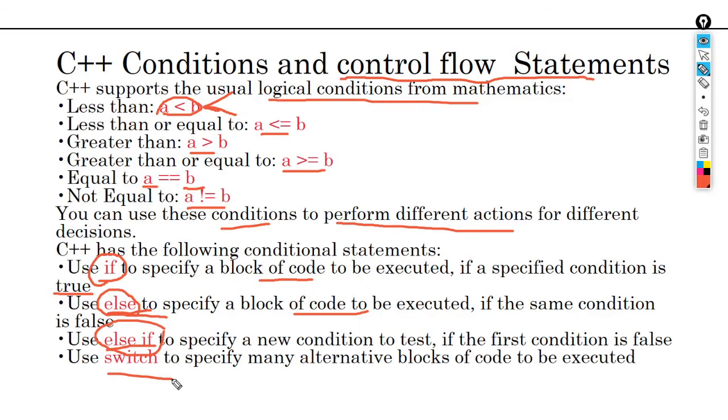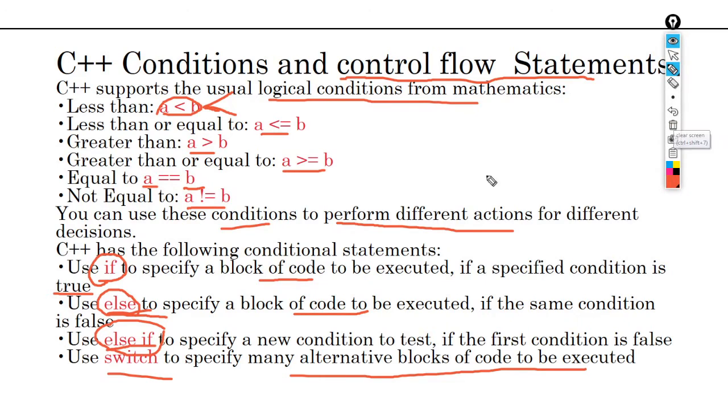Next comes the switch. When many alternative blocks of code are to be executed, then we need switch. It will compare the value with the given condition, and if the case is matched, then it will be executed. And if none of the cases are matched in switch, it will execute the default case.